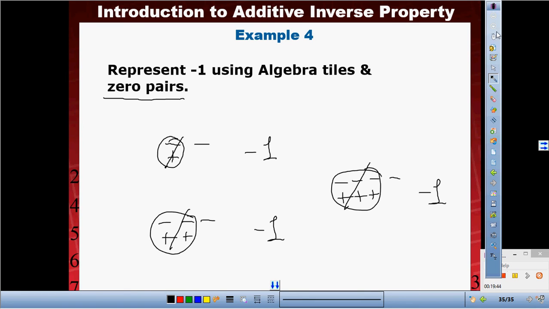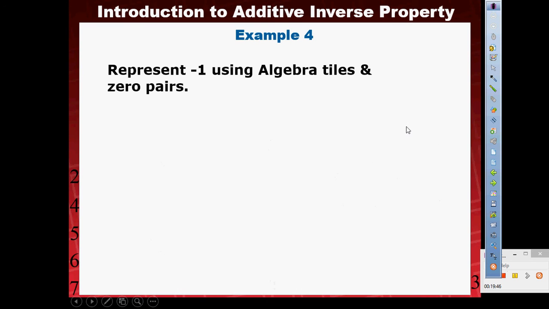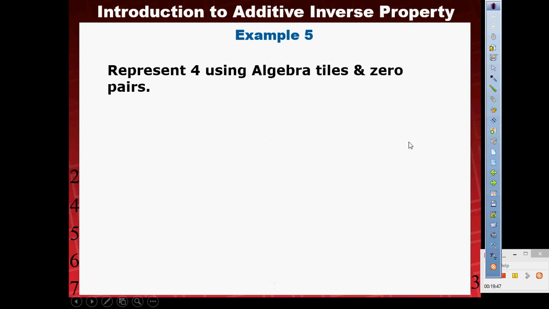Okay. Example number 5. Do this one by yourself. See if now you can do this one by yourself now that we did one together. It says represent 4 using algebra tiles and 0 pairs. You don't have to write the whole thing. Just write example 5, represent 4 positives. And we already know that the instructions are using algebra tiles and 0 pairs. So now I want positive 4. Again, copy that and do that by yourself. Go.